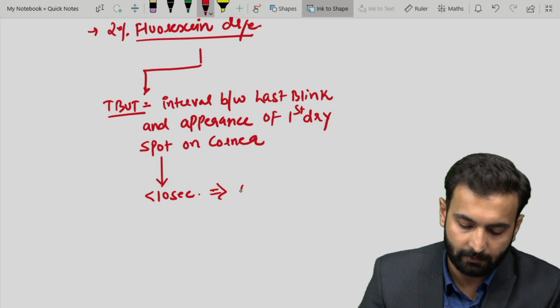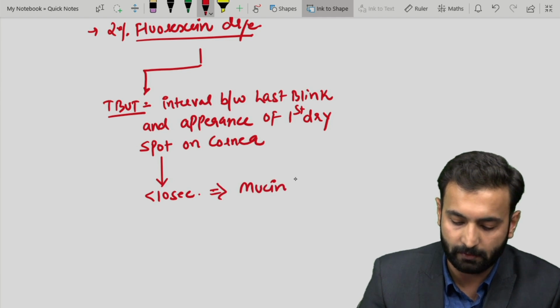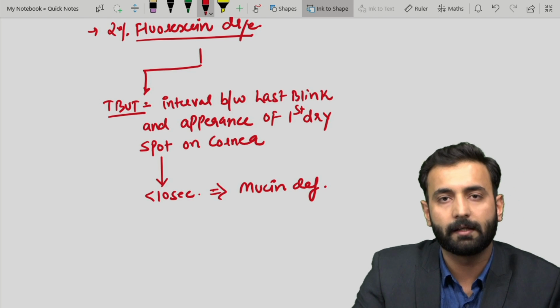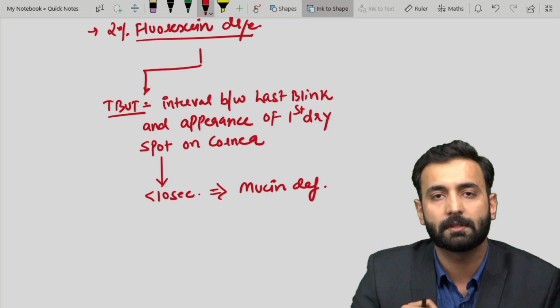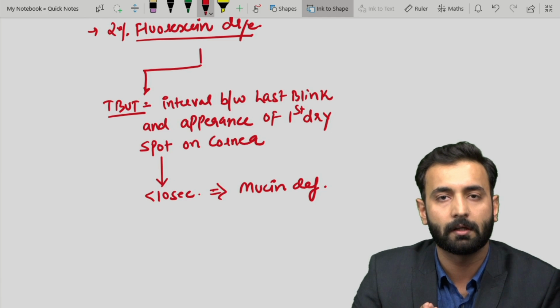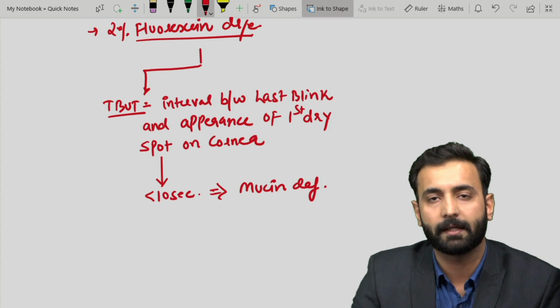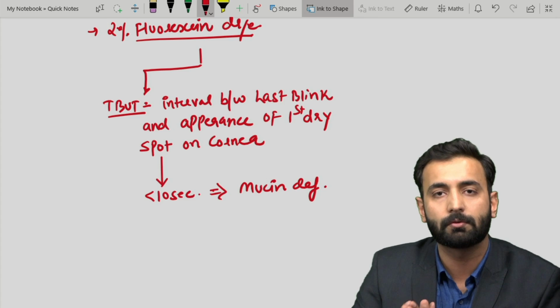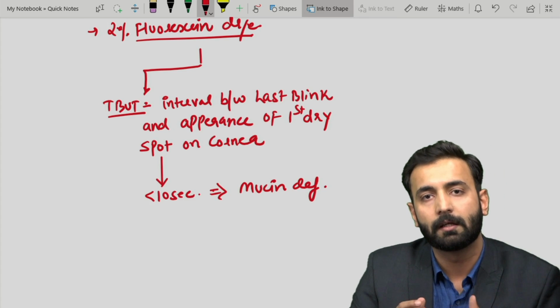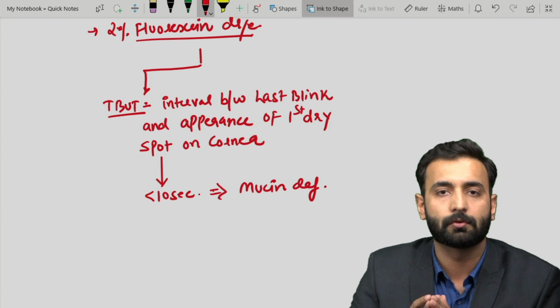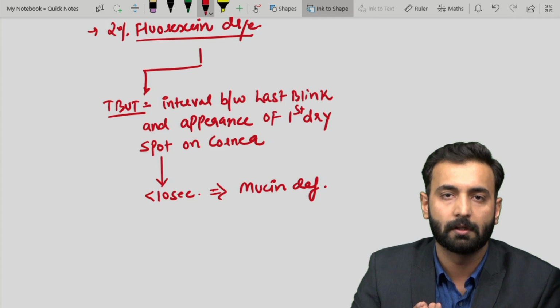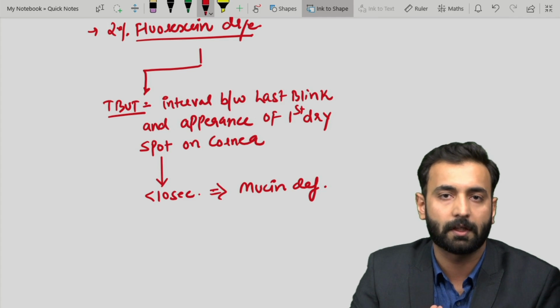it indicates mucin deficiency. So just keep in mind, this is important, that tear film breakup time assesses the mucin deficiency, whereas the Schirmer's test is used for aqueous tear production. So this is all about dry eye, you should keep in mind.